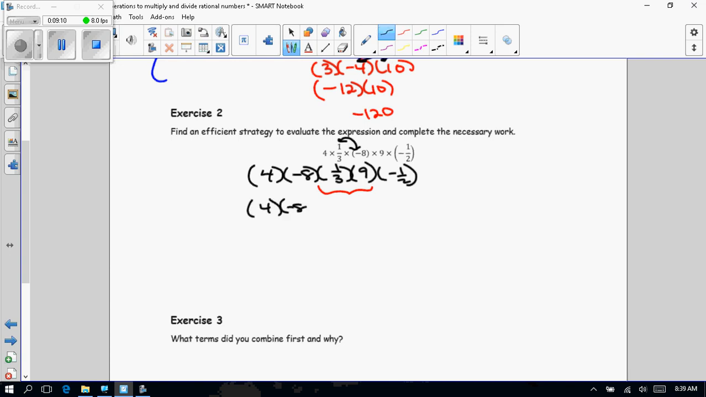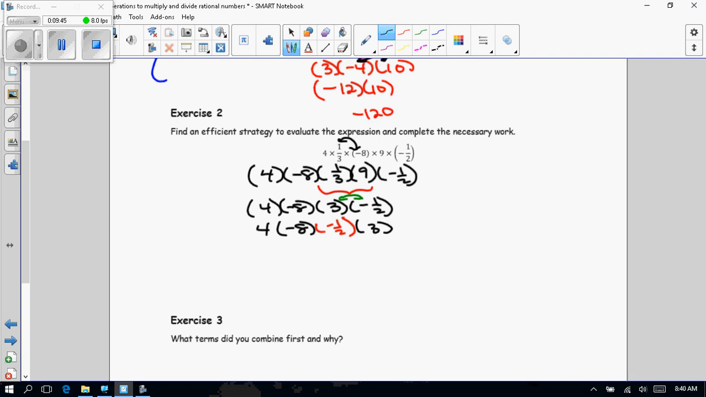I'm actually going to leave the 4. I'm not going to multiply by any of that, but I am going to change this one. 9 divided by 3, or 1/3 of 9, excuse me, is 3. And then I'm going to take my -1/2. Again, I'm going to flip-flop the order and change these two around. I'm going to leave my 4 out front: 4 times -8 times -1/2 times 3. Just flip-flop the order.